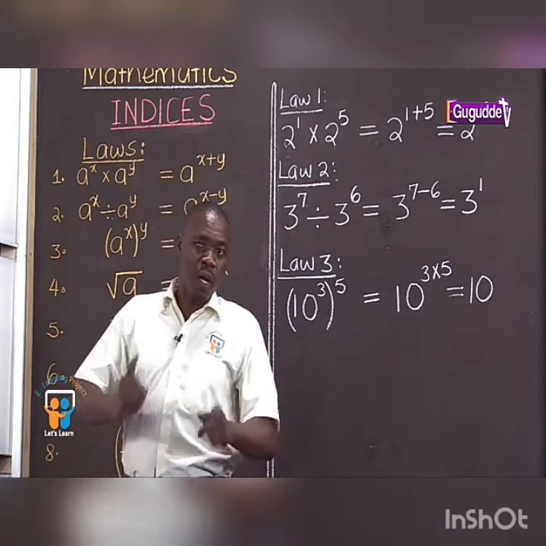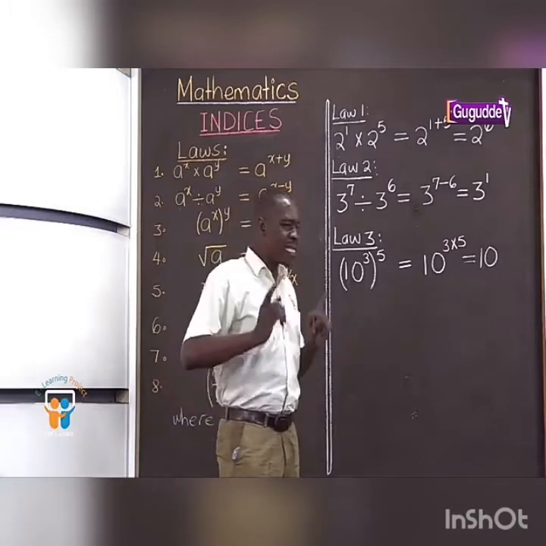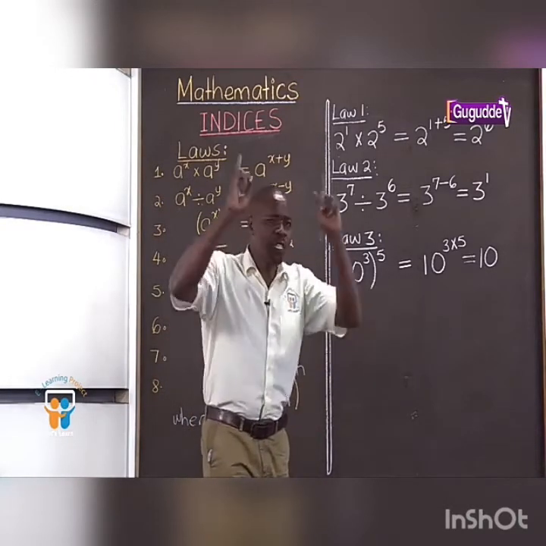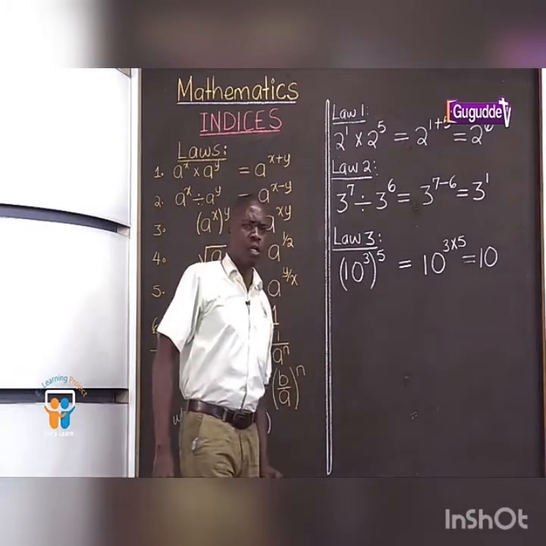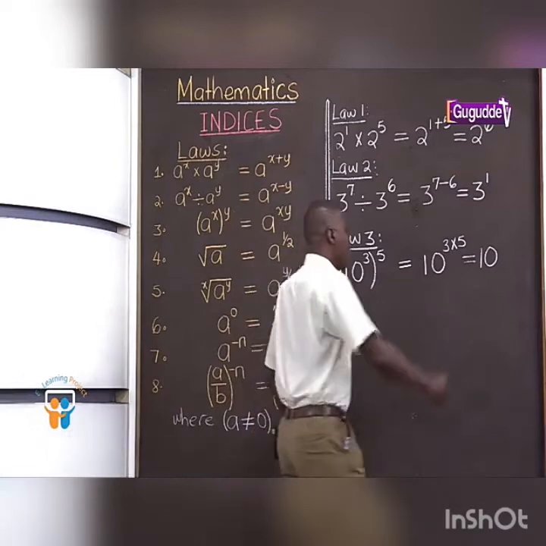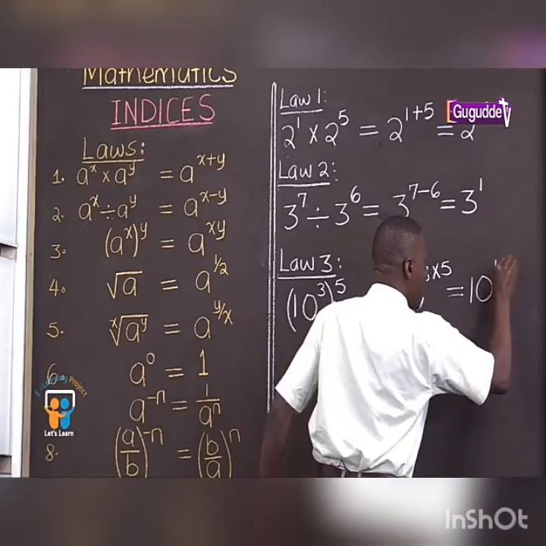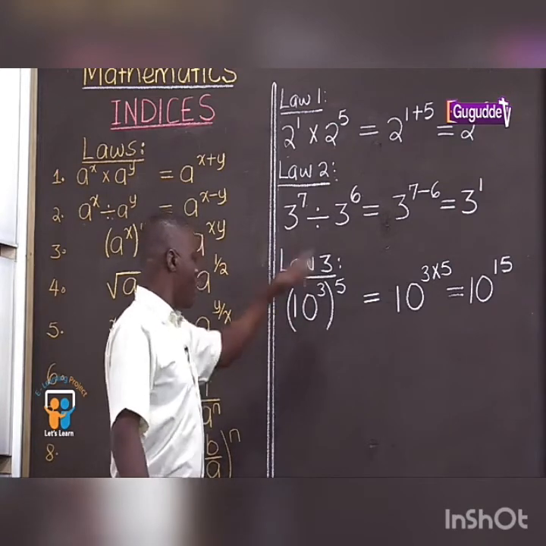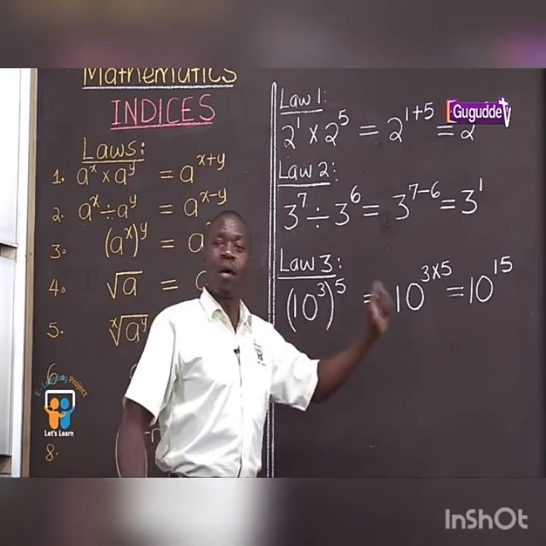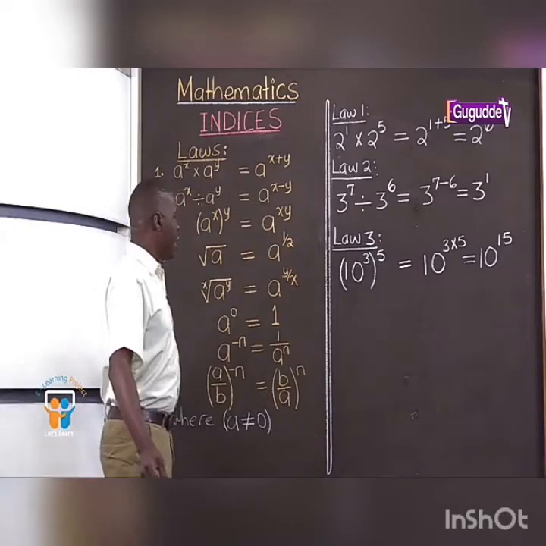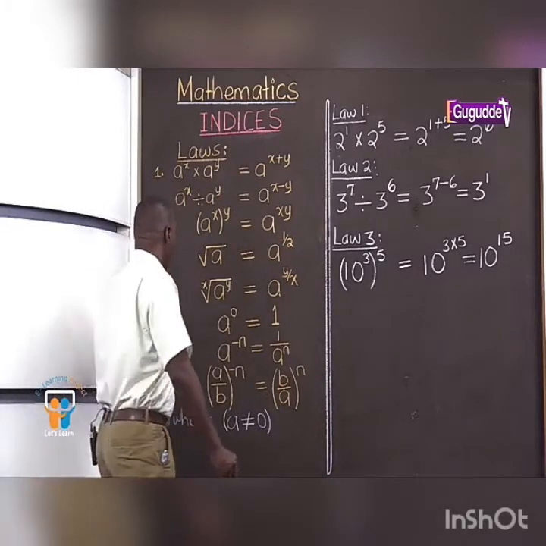Now there are those who normally want to confuse us. So I hear someone telling us that 3 times 5 is a 35. 3 times 5 cannot be a 35. Come on. 3 times 5 is a very good 15. So we have a 15 there. Implying that 10 to the power 3, then again to the power 5 gives us 10 to the power 15. As simple as that. That was law number what? Law number 3. Now we are going to law number 4.